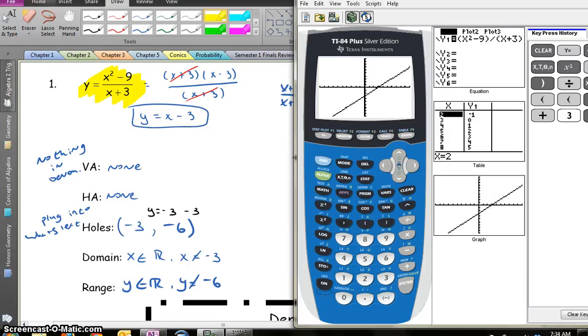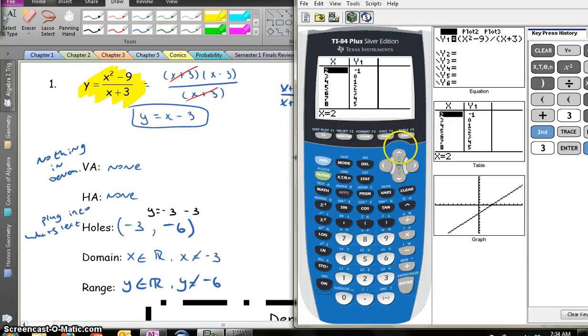Now we want to look at where x is negative 3 and y is negative 6. So I'm going to go second, calculate, value. It says, what do you want x to equal? I want x to equal negative 3. Enter, and watch what happens. What's my y value? Disappeared. So your calculator knows that there's a hole there, because it will not give you a value. And if you go to your table at x equals negative 3, you're going to get an error message. So that'll also tell you. You can always check to see if your hole is correct.